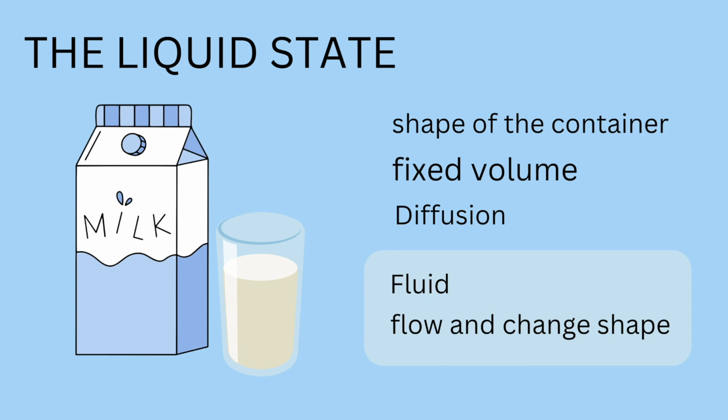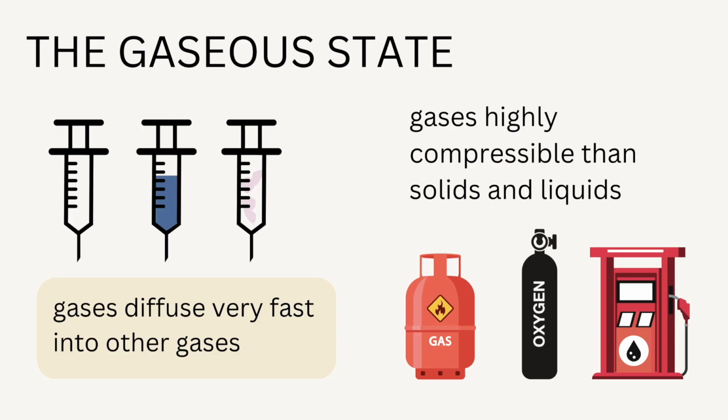Liquids can easily diffuse into liquids, and also solids can diffuse into liquids, and in some cases gas as well diffuses in liquids. Liquids can also be called fluids, the reason being they can flow and they can change their shape. Because of these two things we call liquids fluids as well. Now to the gaseous state. Gases are highly compressible when compared to solids and liquids, and gases diffuse very fast into other gases. When a gas is released into air, it diffuses very fast. Air is also a gas. So gases can diffuse very fast into other gases.